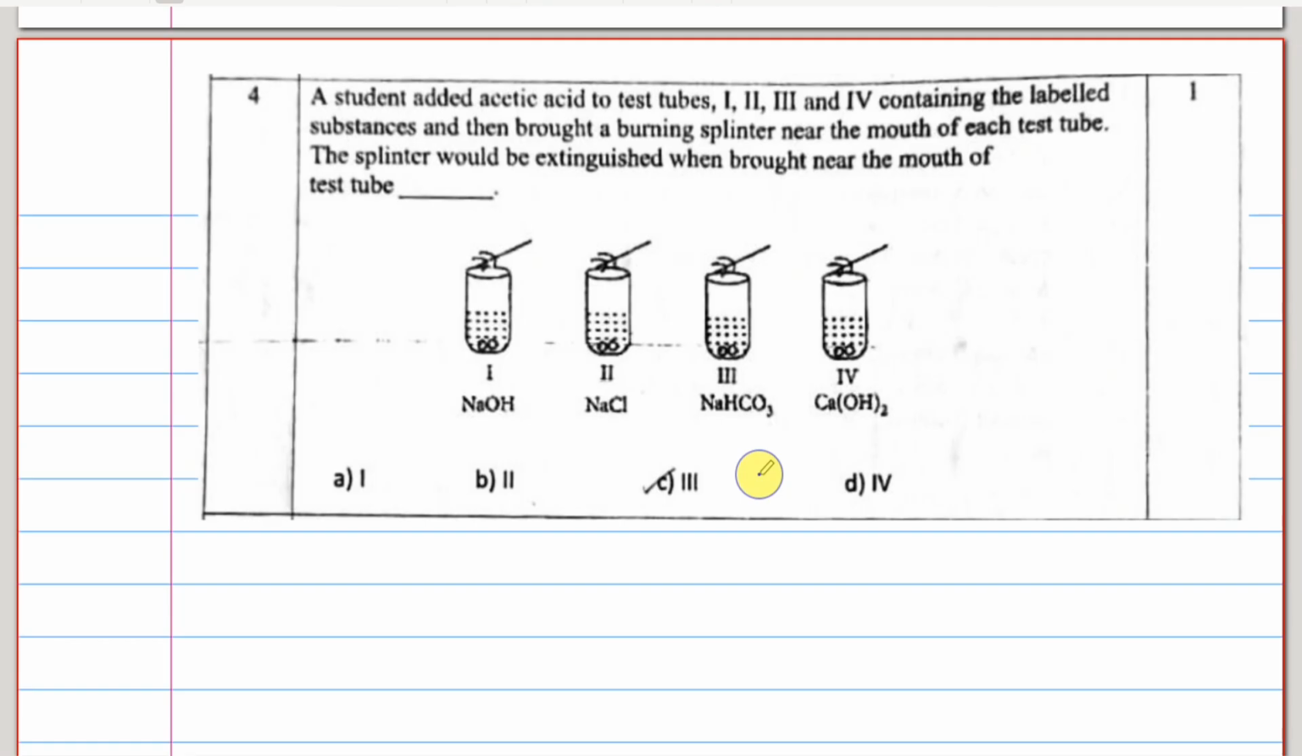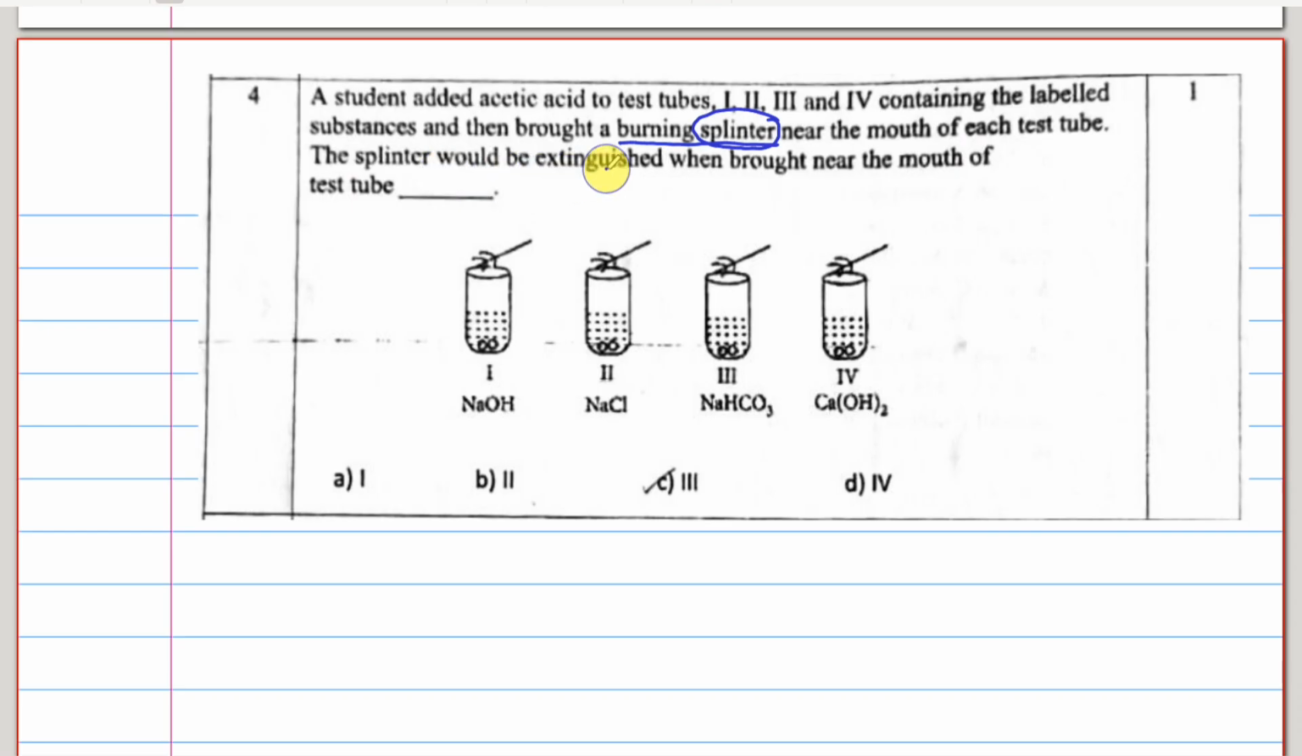Okay, moving on. Question number 4. A student added acetic acid to test tubes 1, 2, 3 and 4 containing the labeled substances and then brought a burning splinter near the mouth of each test tube. So he's bringing some burning splinter. Don't concentrate on the word splinter. Splinter just means any small wooden substance or a wooden stick. So just imagine a person is using a matchstick, a lit matchstick. A burning matchstick is being brought near the mouth of each test tube.